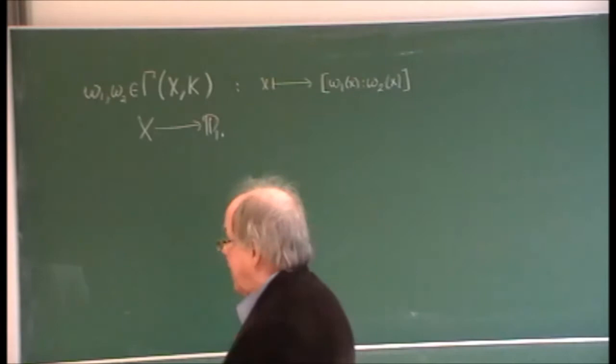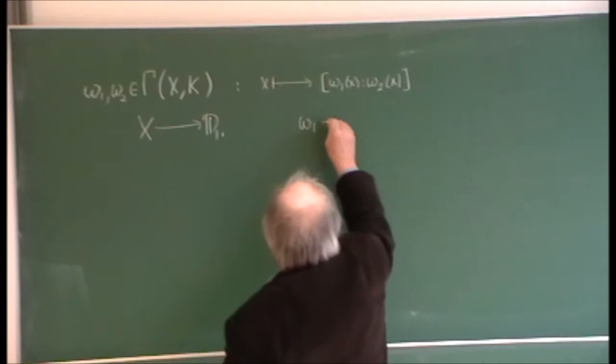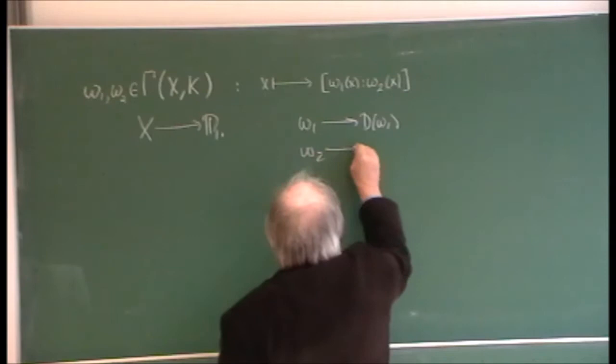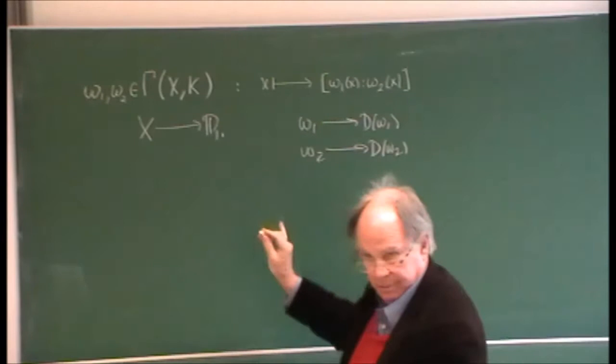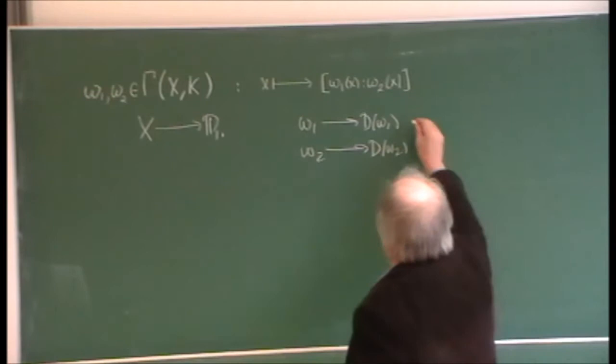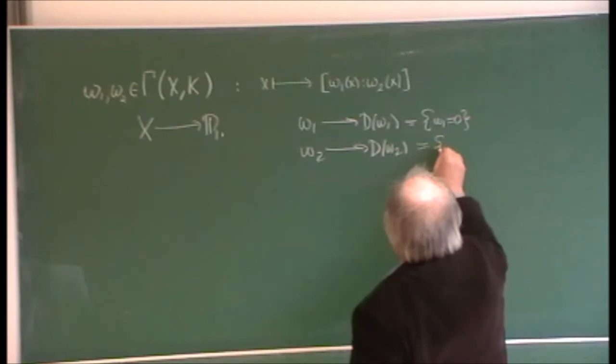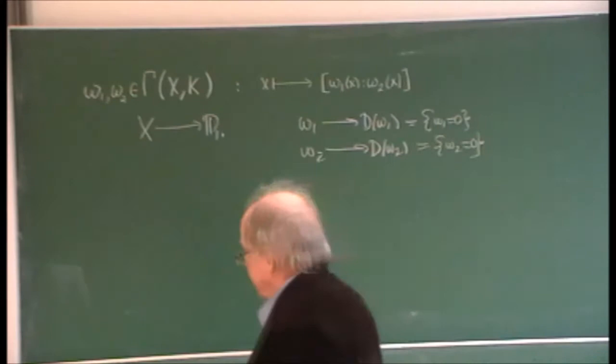Now, as I said this morning, you can associate to omega 1 the divisor of omega 1, and associated to omega 2 the divisor of omega 2. And really, divisors and sections are the same thing. So what we're dealing with here, except for multiplicity, is where omega 1 is 0, and except for multiplicity, where omega 2 is equal to 0. I'm being very rough now, but I think it's okay. Now we're going to have some fun.